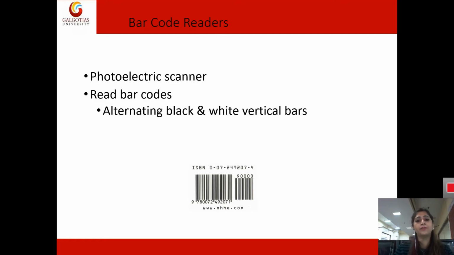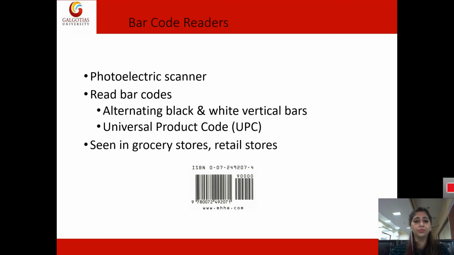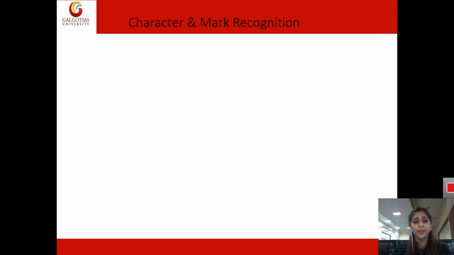It is like white and black vertical bars that are used to define a universal product code, used in the barcode scanner. We can see these barcode scanners in grocery stores, retail stores, and many places. Even the forms that you fill have barcodes written on them to identify the individuality of the thing that we are going to scan.